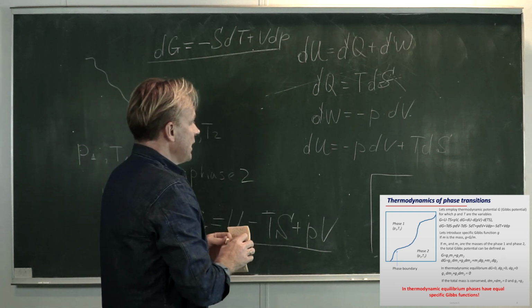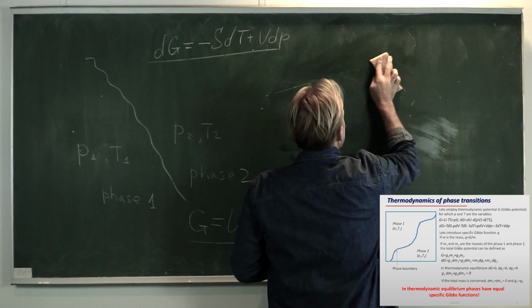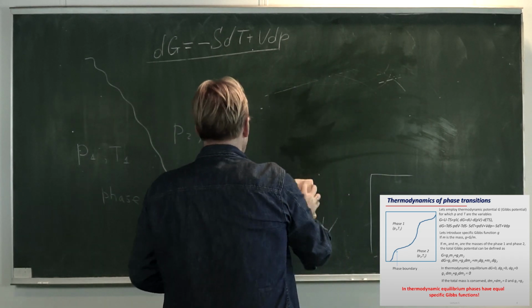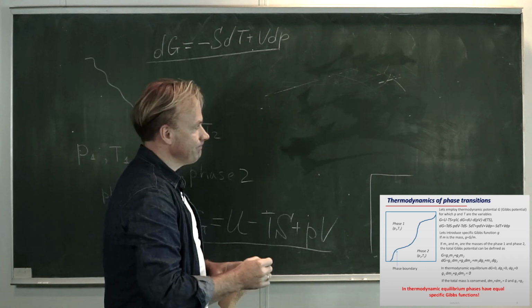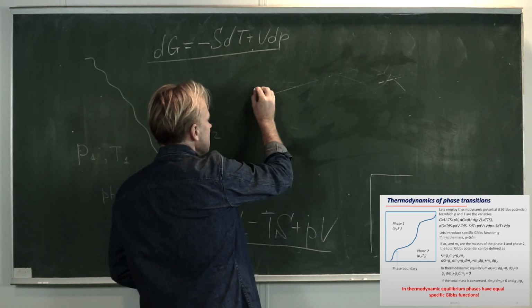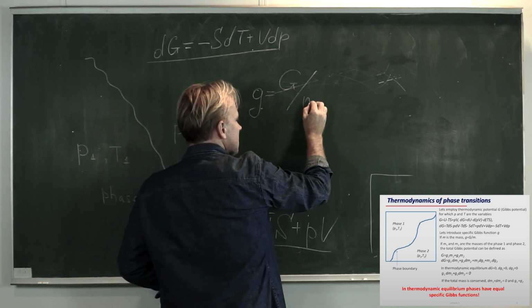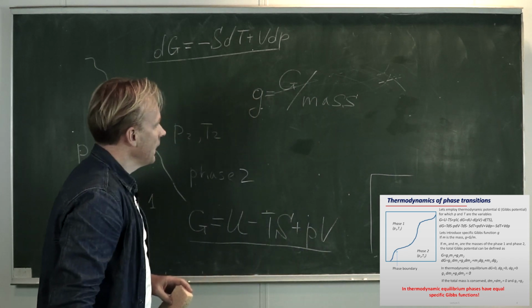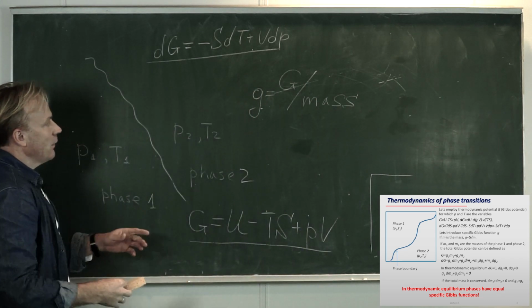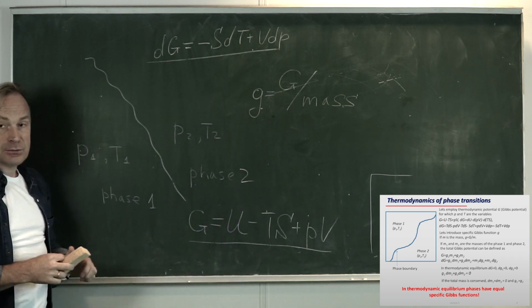I would like to use the Gibbs function, but with one small upgrade. I would like to operate with quantities which do not depend on mass. For this, I will introduce the specific Gibbs function. It will be the Gibbs function divided by the mass. And now I will use this language of Gibbs functions to describe thermodynamic equilibrium between two phases.